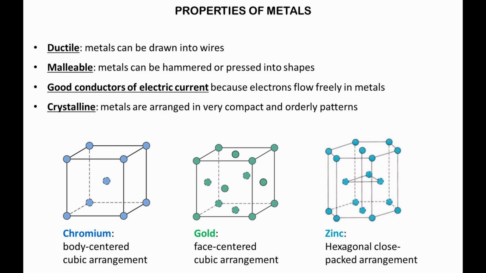The motion of electrons in metals explains many of its physical properties. Metals are ductile. Metals can be drawn into wires by forcing the metal through a narrow opening. Metals are malleable, which means that they can be hammered or pressed into shapes. Metals are good conductors of electric current, because electrons flow freely in metals. Metals are crystalline, the atoms are arranged in very compact and orderly patterns. Below, the arrangement of chromium atoms, gold atoms and zinc atoms is shown.